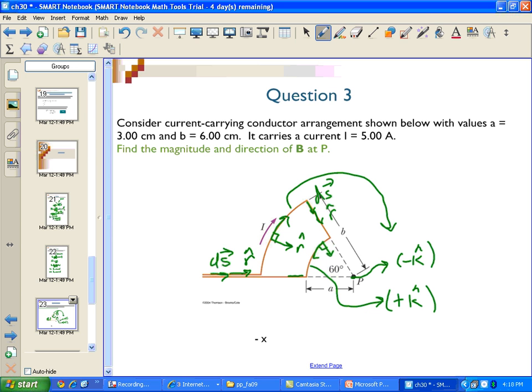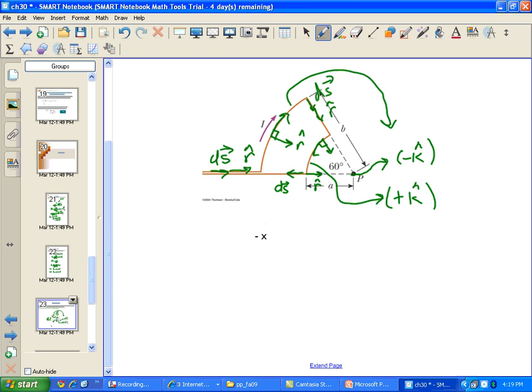And then lastly here we have ds, and R hat is towards P. Notice that the angle between ds and R hat is 180. The sine of 180 is 0, so we get no contribution from there. So now let's go ahead and use the expression that we derived for the magnitude.